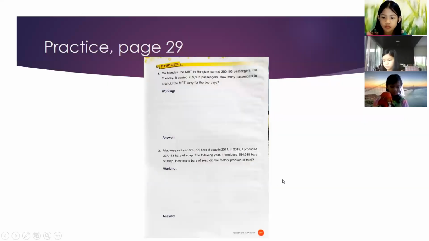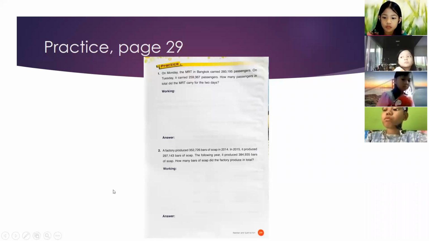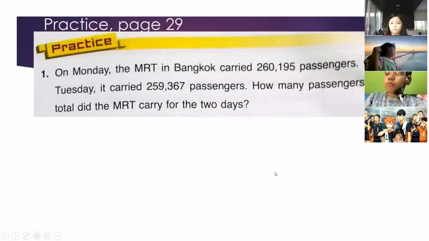Now, let's do practice on page 29. Everyone, get your pencil, get ready. Okay, no playing. On page 29, there is a space there for working and answer. Okay, let's try to start with number one. Nasa, would you like to read number one?